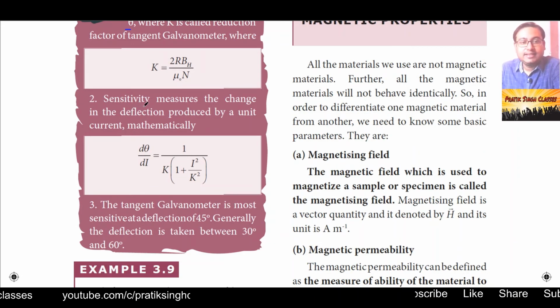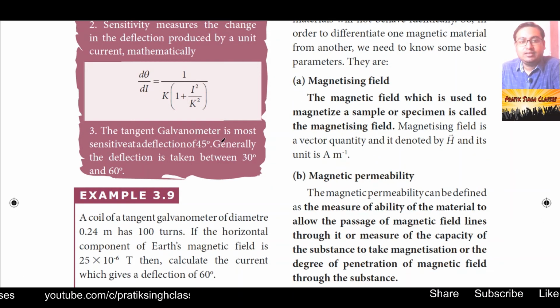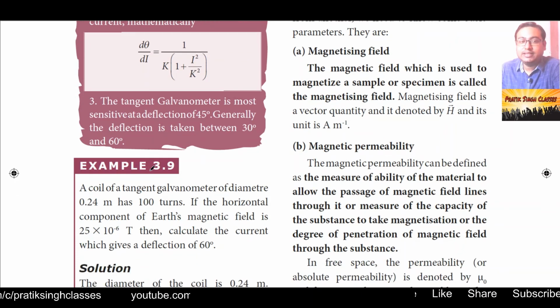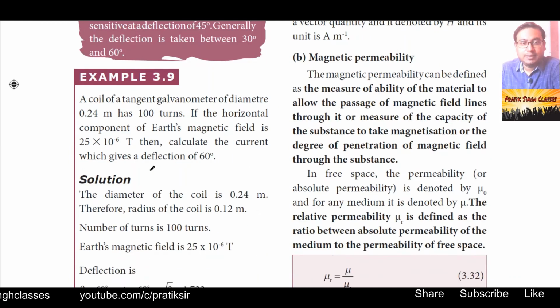Fine. Sensitivity measures the change in the deflection produced by unit current, and it is given by change in angle by change in current, that is d theta by dI is equal to 1 by K into 1 plus I square by K square. The tangent galvanometer is most sensitive at a deflection of 45 degrees. Generally the deflection is taken between 30 degrees and 60 degrees. Now let us see this example 3.9.